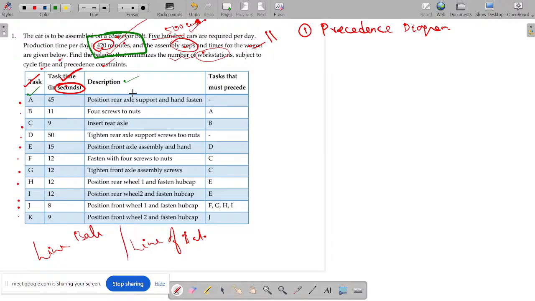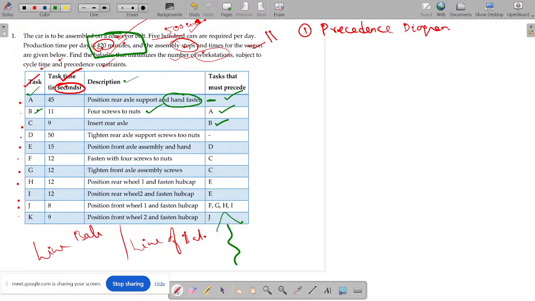If you go for B, see, this is a dash given under the task that must precede. This is the very first activity, the very first job to be performed. Then if you go for B, A has to be finished. What have you done in A? Hand fastening. Then it will go for the B job. What will be done in B? Four screws to nuts. Screwing, putting nuts, and fitting them.